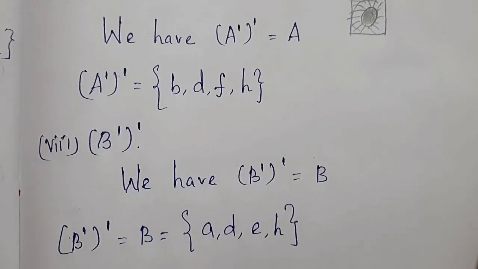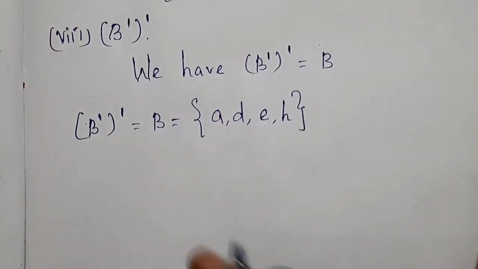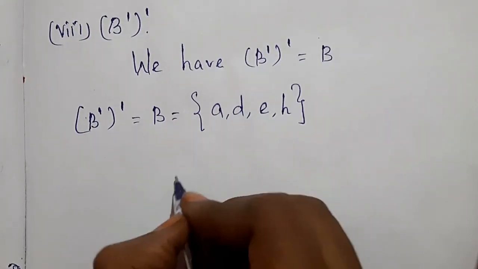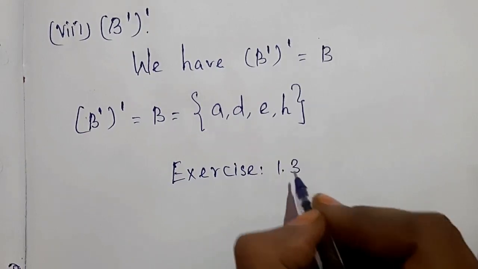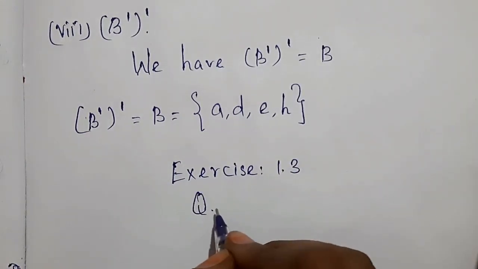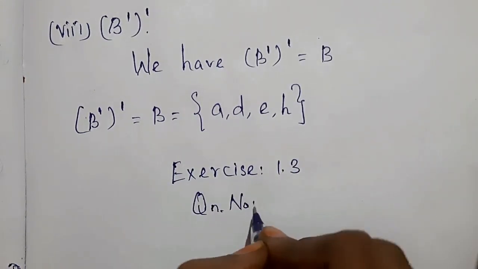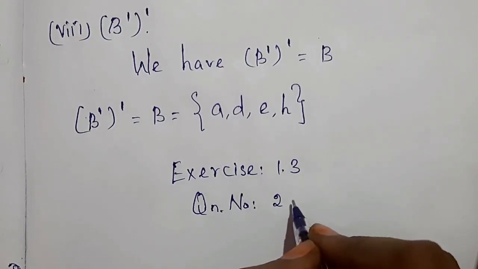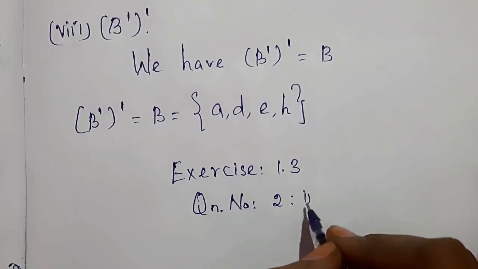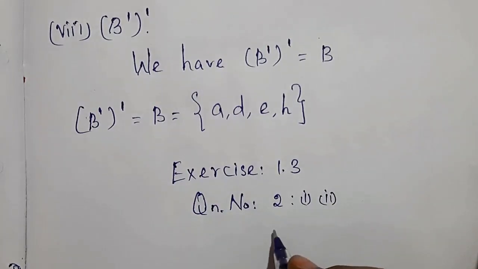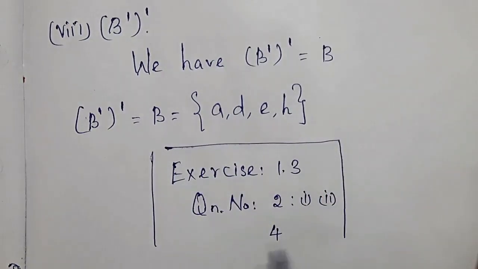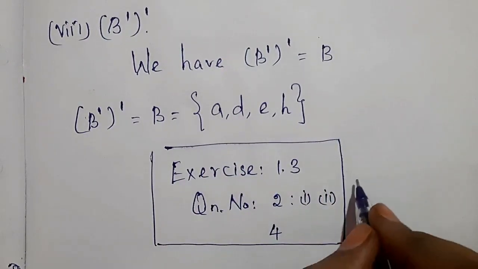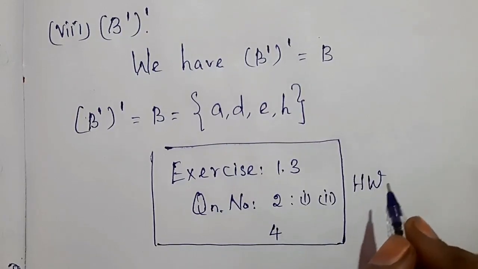The fourth question is also your homework question. I am writing your homework question here. It is the same thing. So exercise 1.3, question number 2, subdivisions 1 and 2. Also, question number 4. So this is your homework. Just do it, okay? Do it today itself, because tomorrow you will have homework again. Thank you.